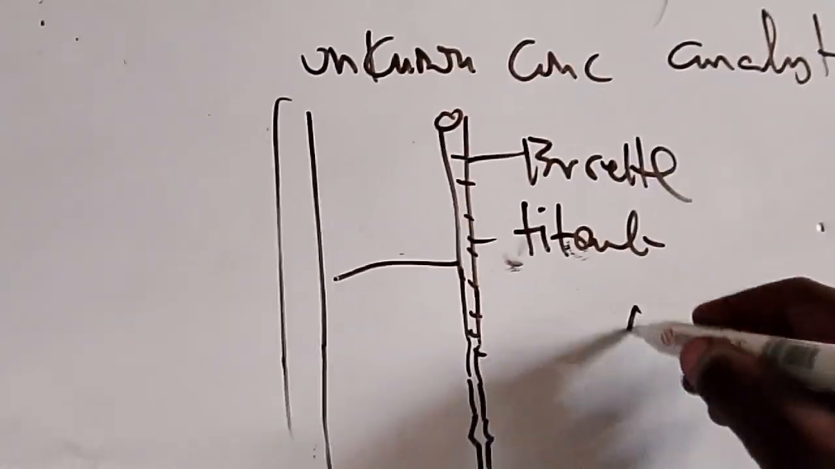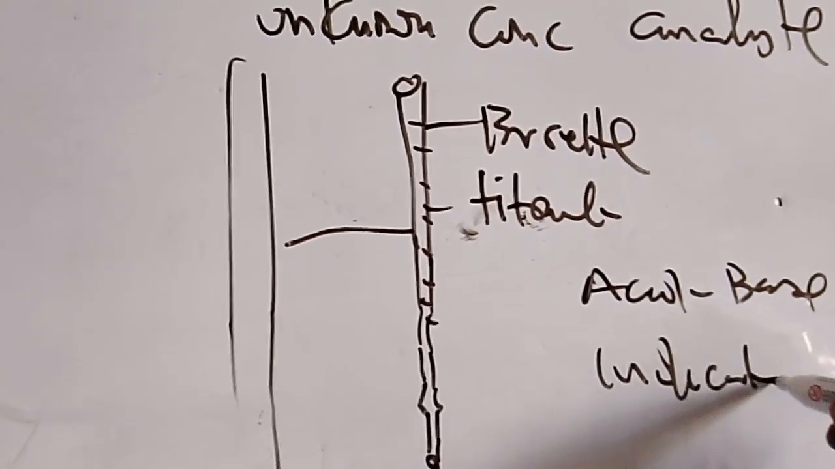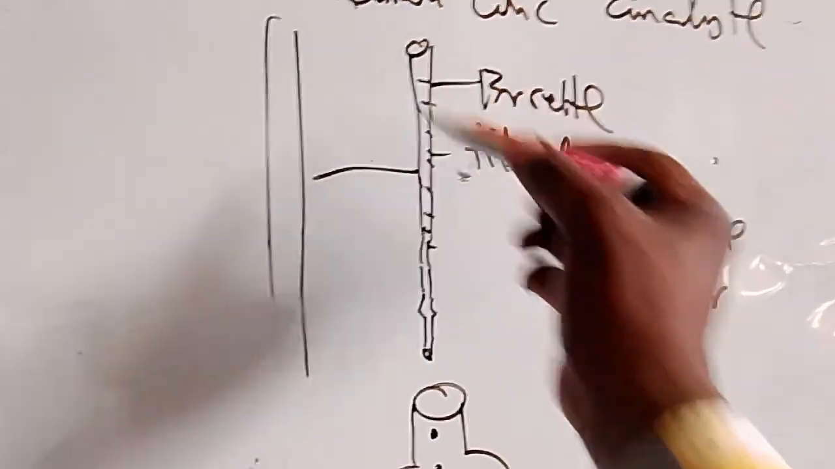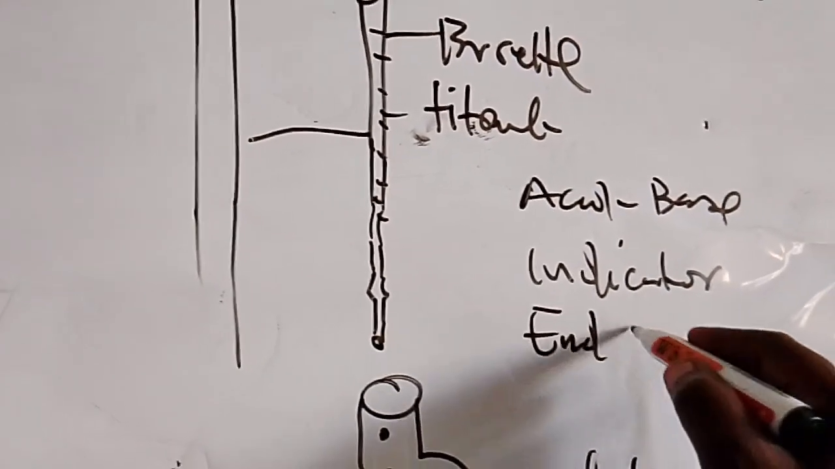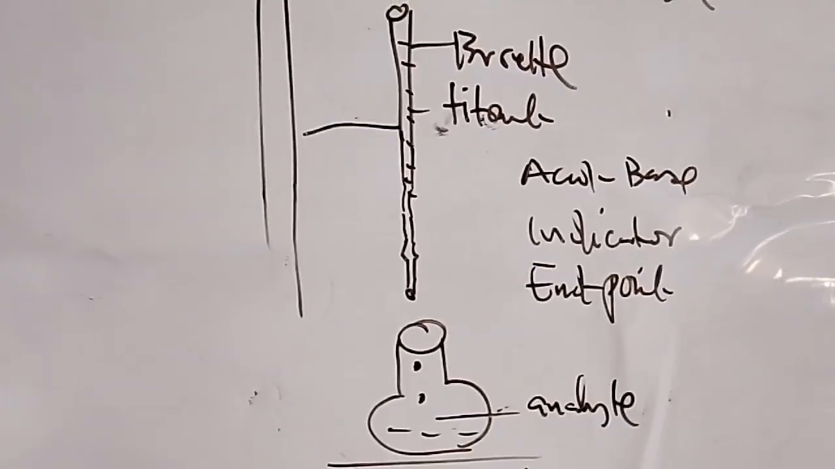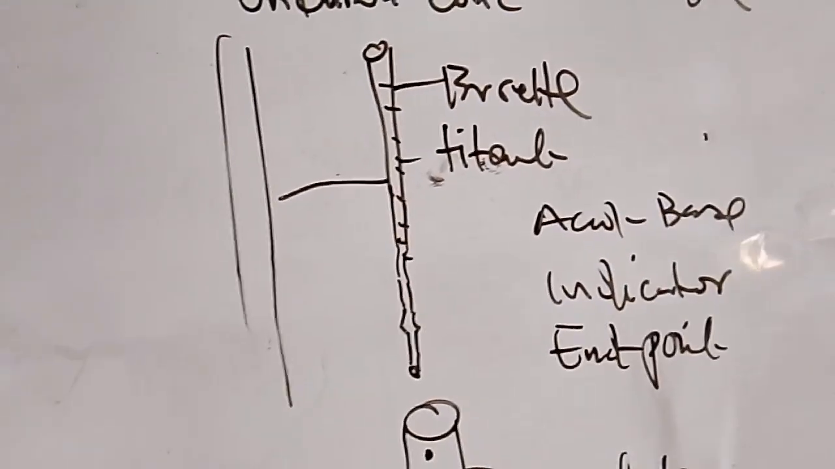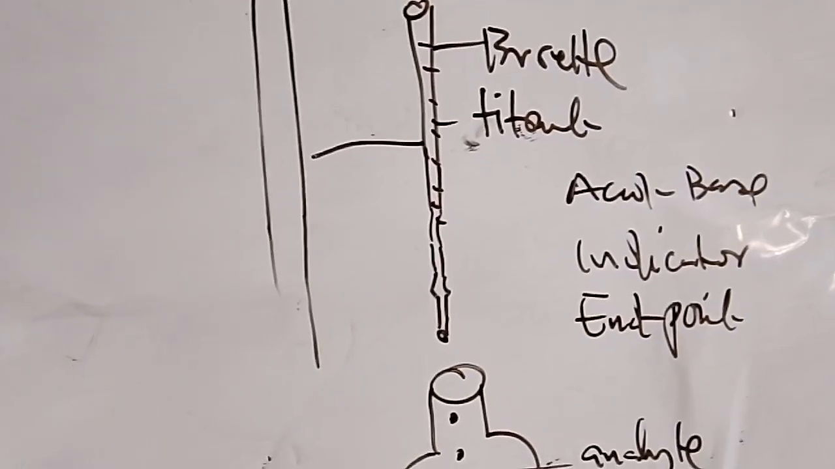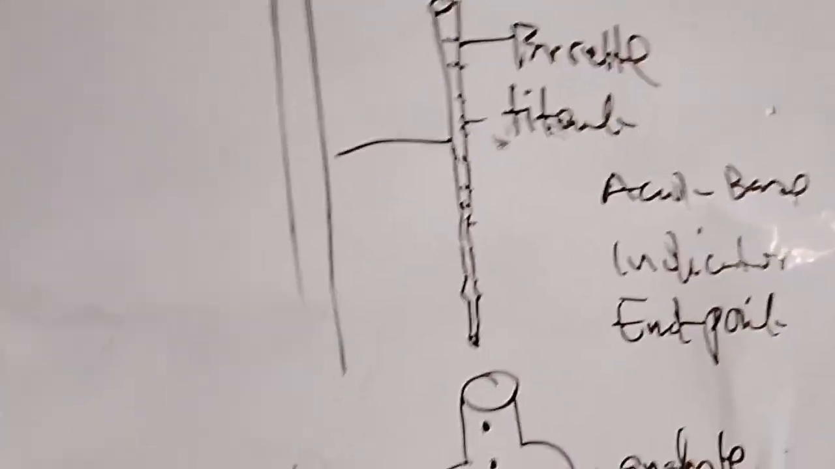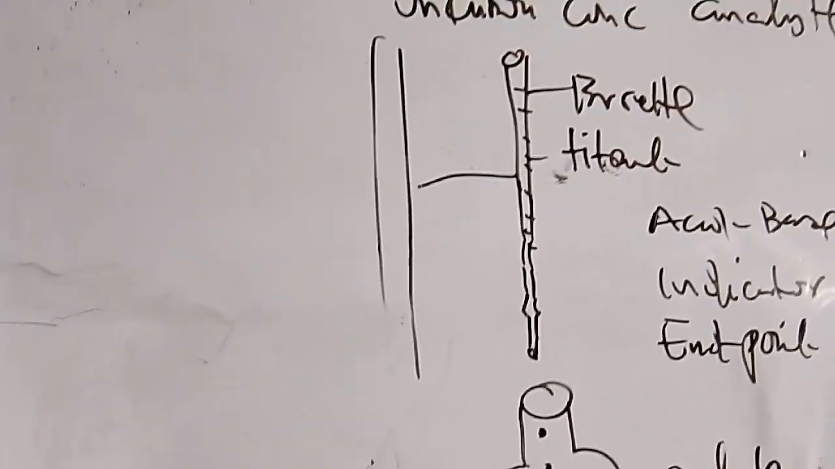So for an acid base titration, you need to use an indicator. The indicator will show the end point by changing its color. The common indicator we use in acid base titration is phenolphthalein, which is colorless in acid solution and pink in base. Okay, so this one will be continued.